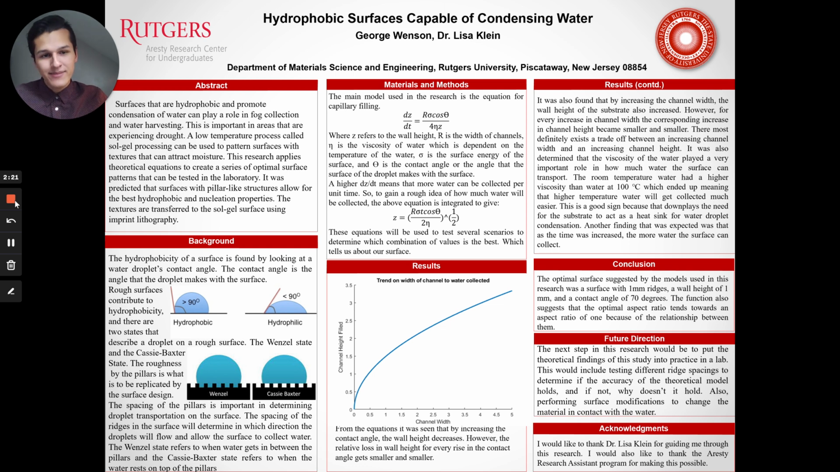From this, it was concluded that the optimal surface suggested by the models used in this research was a surface with 1 millimeter ridges, a wall height of 1 millimeter, and a contact angle of 70 degrees. This function also suggests that the optimal aspect ratio tends towards an aspect ratio of 1 just because of the relationship between ridge width and wall height.